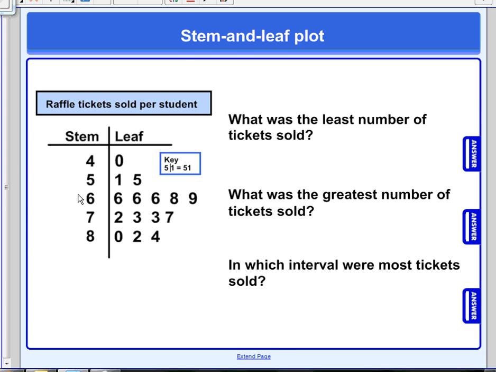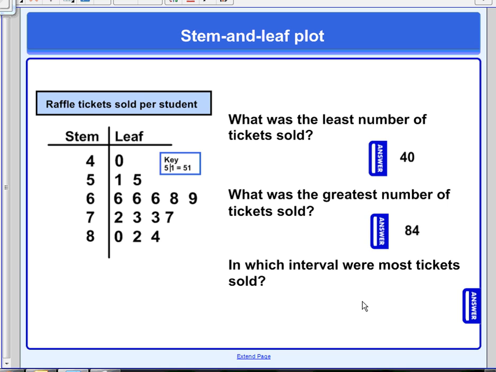All right, so now using this stem and leaf plot, we can actually answer some different questions about this set of data. And it's really nice because with a stem and leaf plot, it's already organized from least to greatest. So, what was the least number of tickets sold? Our smallest number here is 40. What was the greatest number of tickets sold? If we look at the bottom of our stem, we know it's going to be 80 something. And we look at the very end, and it's going to be 84.